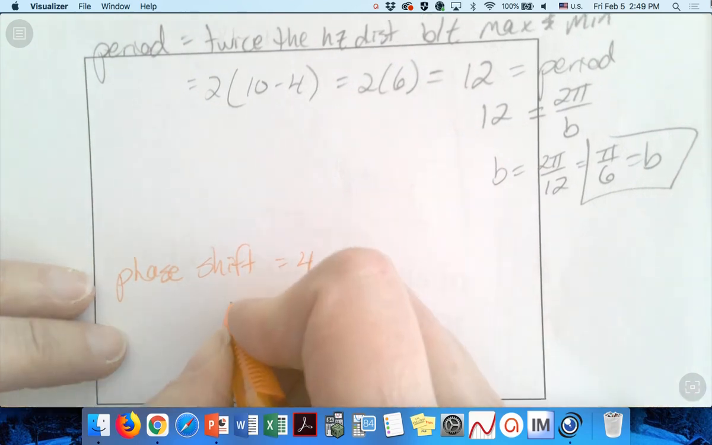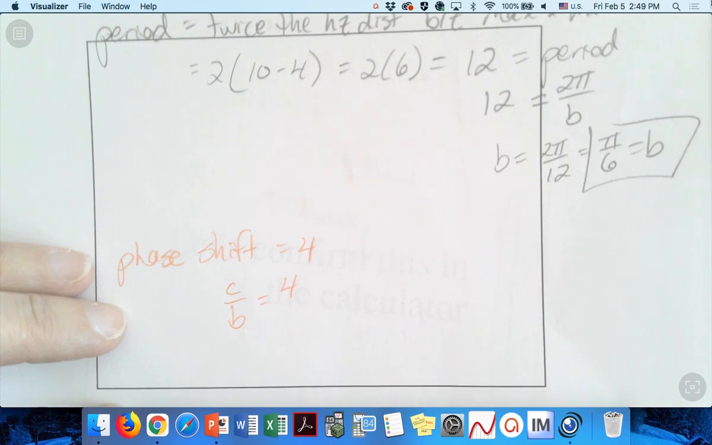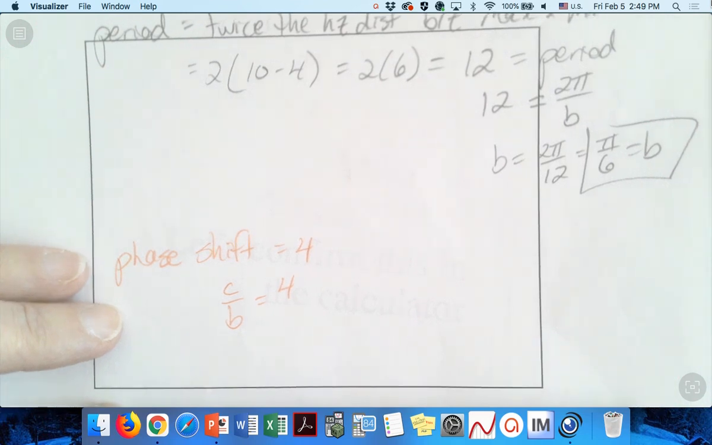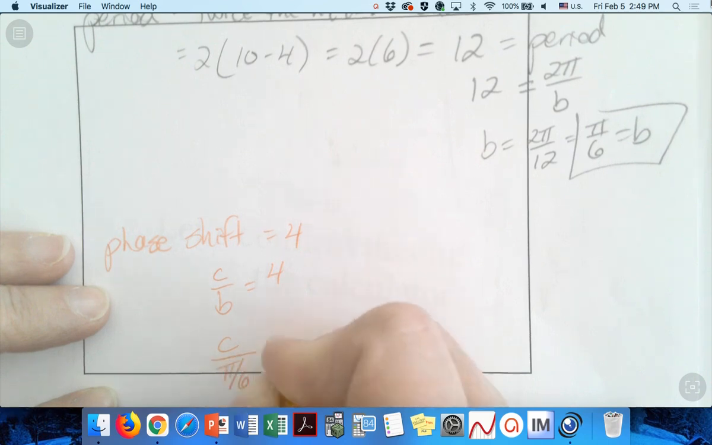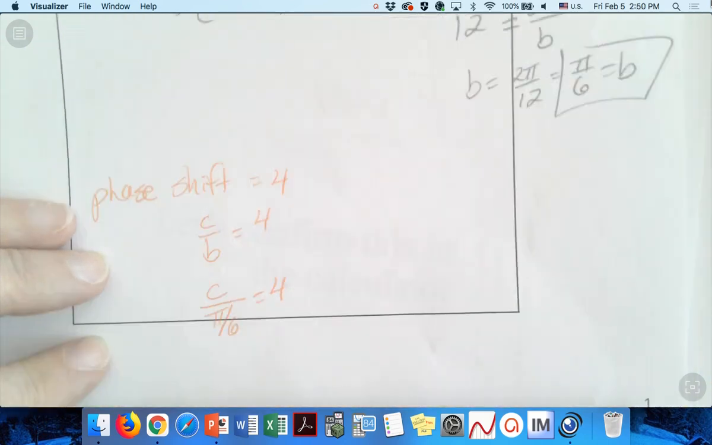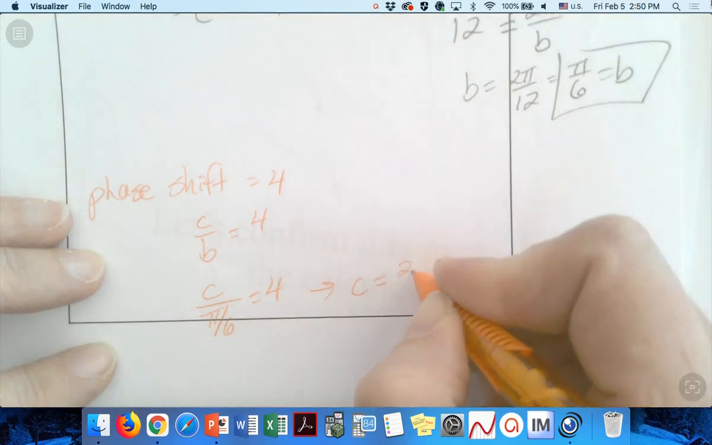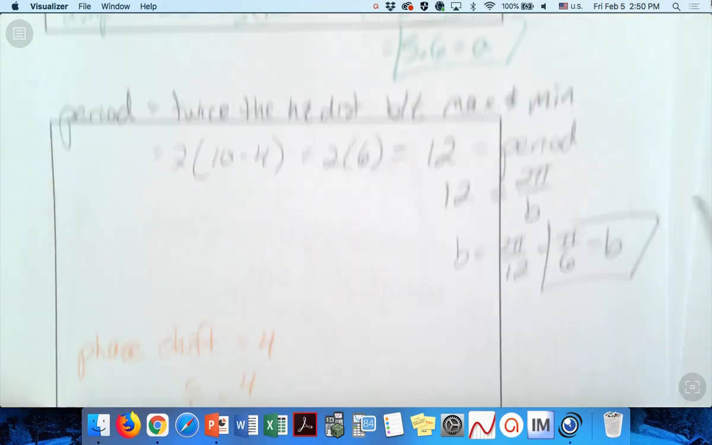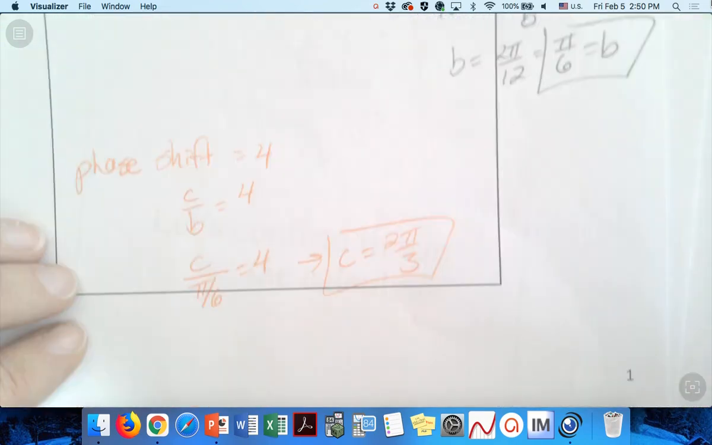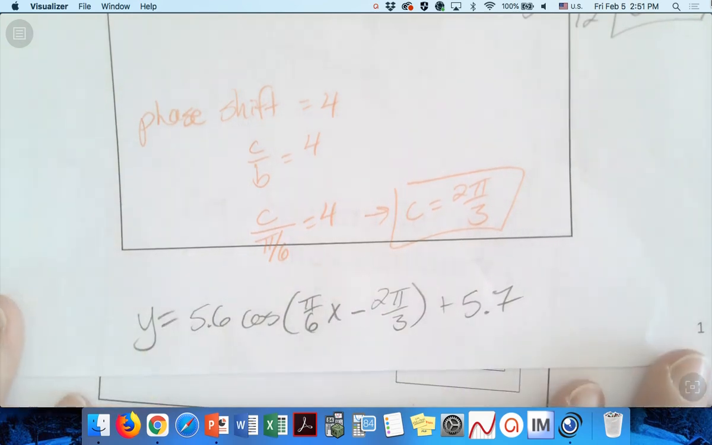So we know then that C divided by B is equal to 4. And we found B earlier. So C divided by pi over 6 is 4. So what is C equal to? 2 pi over 3. So let's put all that together, the A, the B, the C, and the D, and write our cosine function. What do you think about that process? That's just part A.